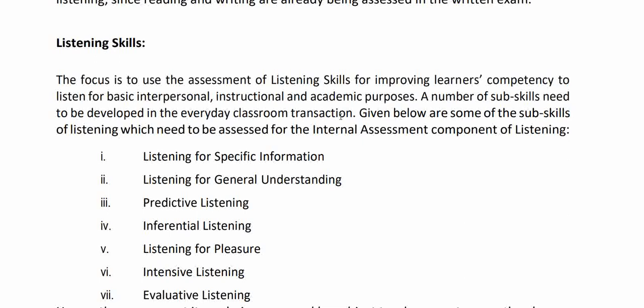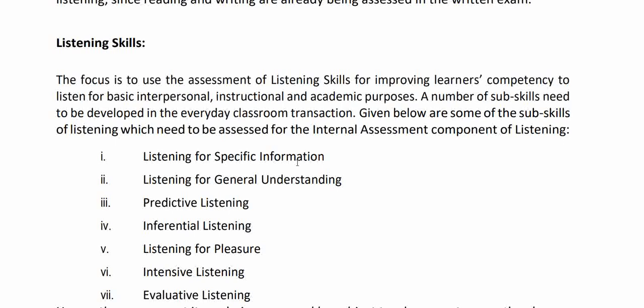That means a teacher can mark a student based on classroom participation and interaction, whether the person is able to understand the teacher's explanation, whether the two students who are talking among themselves are able to understand and respond, or a teacher can mark on that also. Instead of formal, it can be informal also. Given below are some of the sub skills of listening which need to be assessed for the internal assessment component of listening.